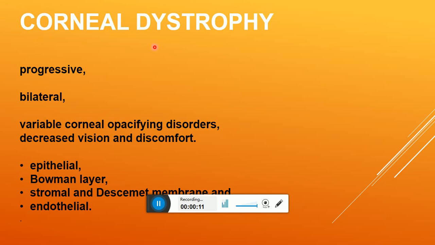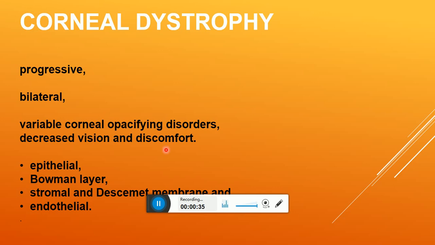The corneal dystrophies are a group of progressive and bilateral disorders. They are corneal opacifying disorders and they are associated with decreased vision. So they are progressive disorders and bilateral. And there is also associated discomfort.